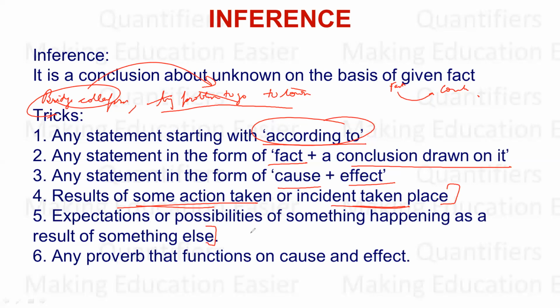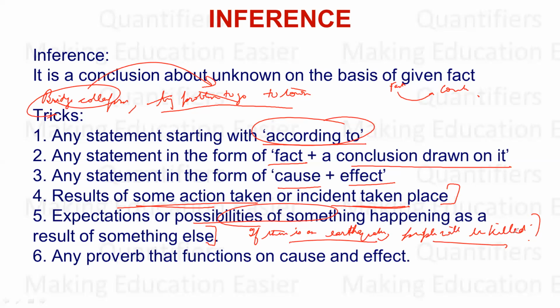For example, if there is an earthquake, people will be killed. So this is an expectation or possibility of something happening as a result of something else. If there is an earthquake, people will be killed. So this kind of possibility is generally your inference.